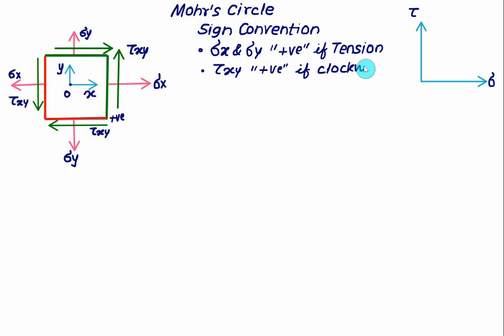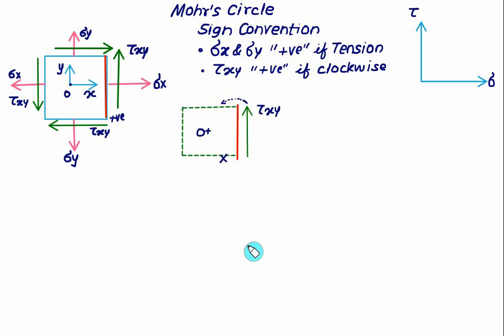Now, what is the meaning of clockwise? Suppose you consider this face perpendicular to the x-axis. This one is the positive x face, so we'll call it the x face, and this is a representation of a shear stress right now, about the center at point O. If this shear stress rotates anti-clockwise, it is taken as a negative value. So right now the rotation of the shear stress about the point O will be anti-clockwise.